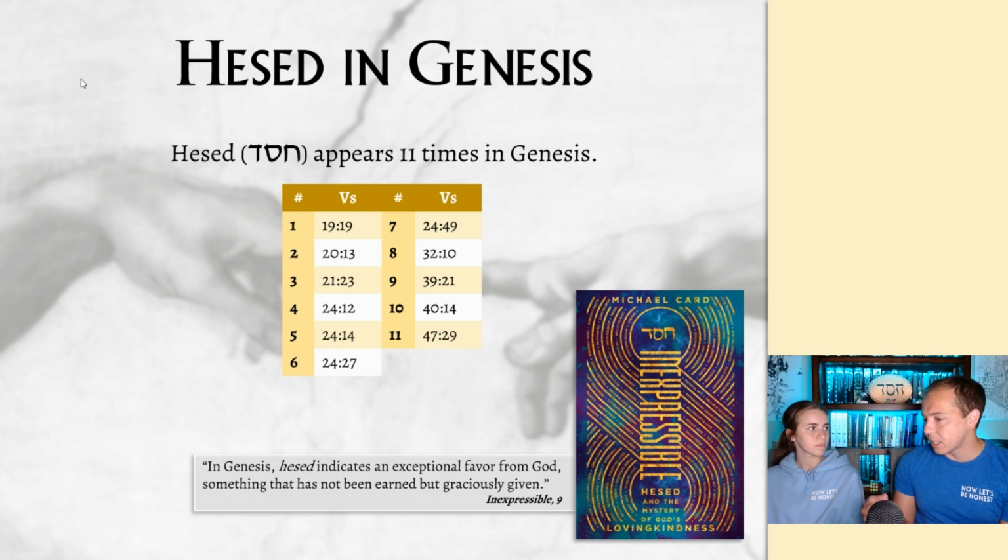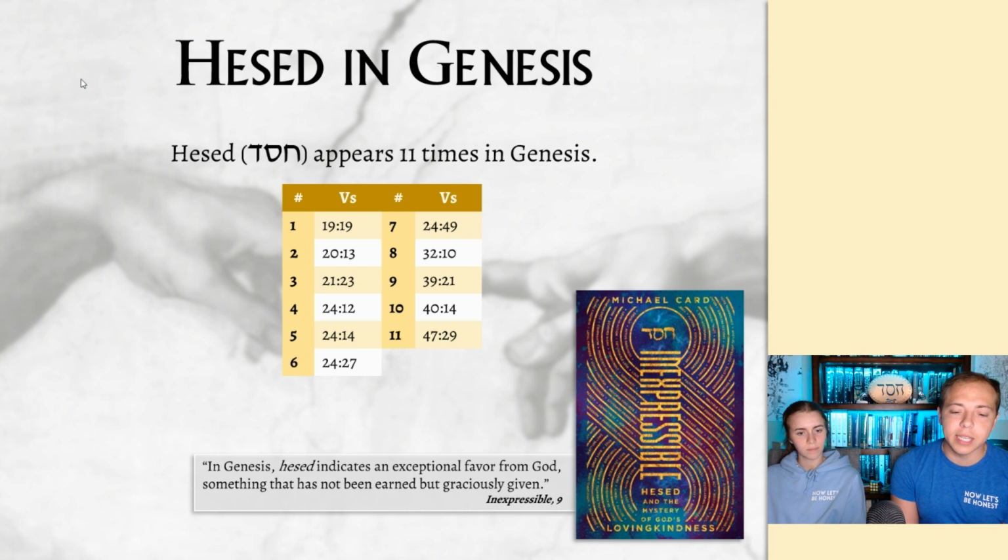Because you have that first act of Hesed whenever God clothes Adam and Eve, even in the midst of their sin, and then the final act of Hesed at the end of Deuteronomy, whenever God buries Moses after his death. And so, yeah, the whole Bible, it's all Hesed, right? This is what Michael Card has to say about Hesed as it appears in Genesis.